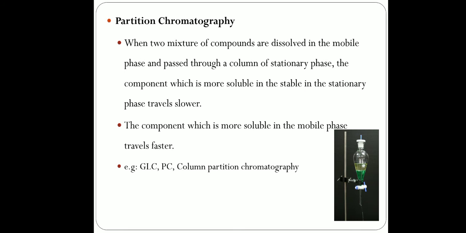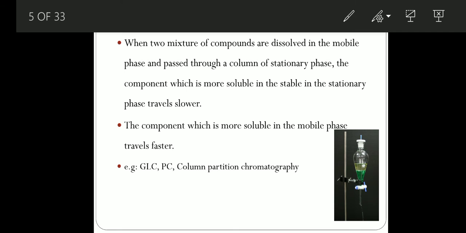Column chromatography is included in both, that is in adsorption and partition. Here it is named as column partition chromatography. In case of column chromatography, usually the method of separation is based upon the adsorption principle. And in case of column partition chromatography, the separation is by partition. Most important example for partition chromatography is paper chromatography.